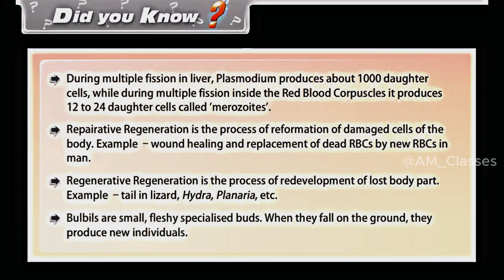Bulbils are small, fleshy, specialized buds. When they fall on the ground, they produce new individuals.